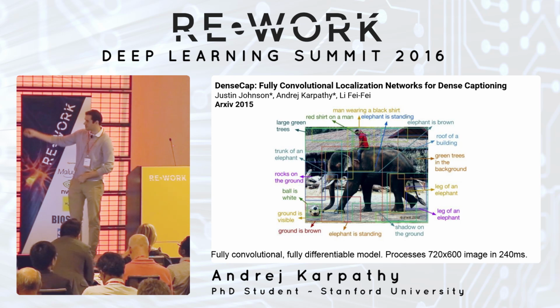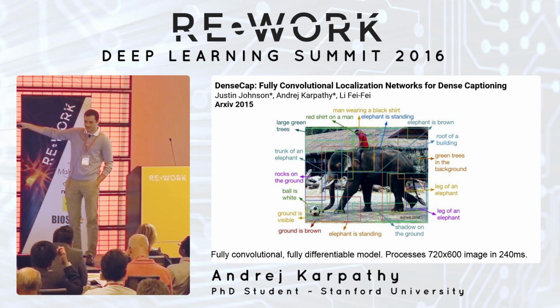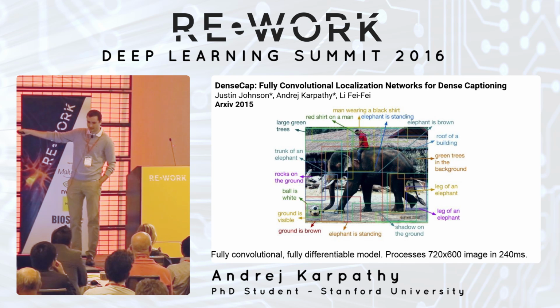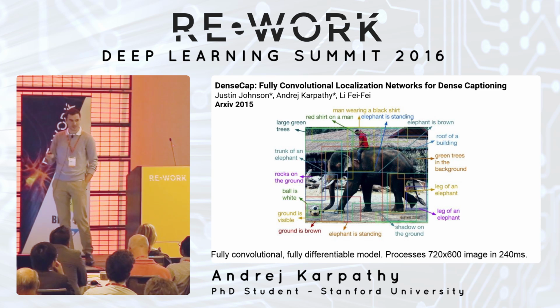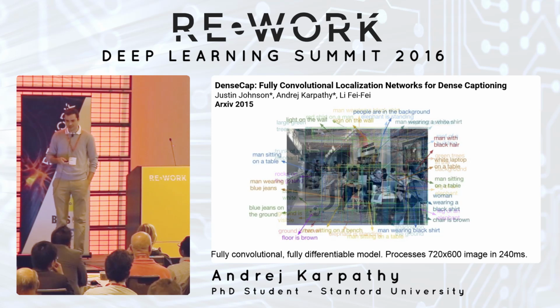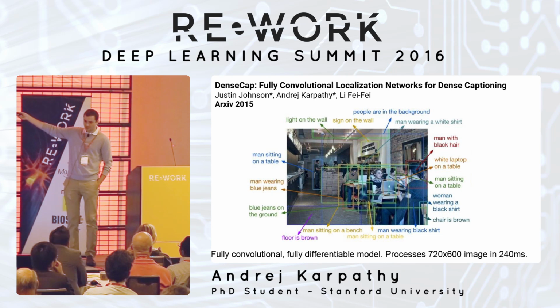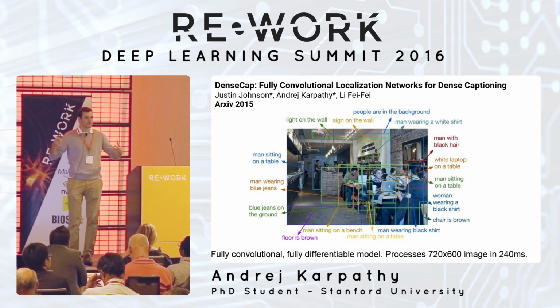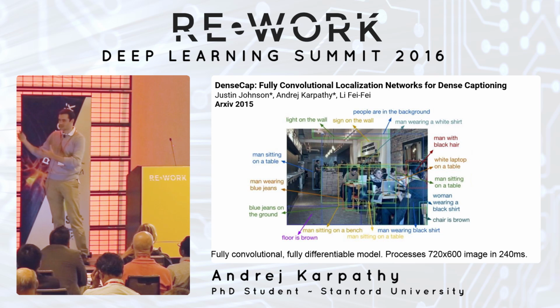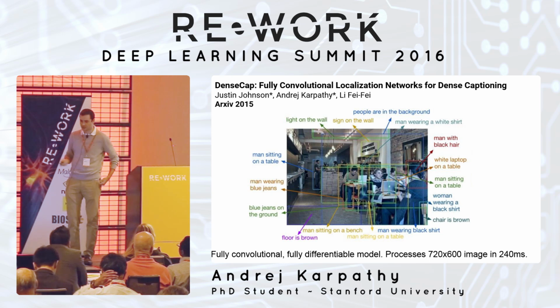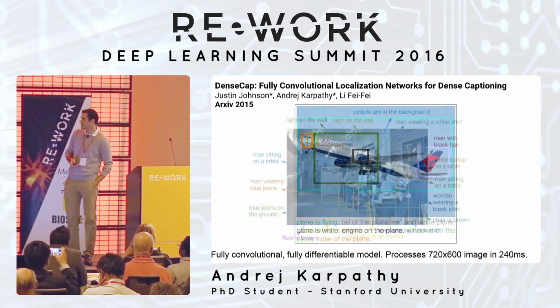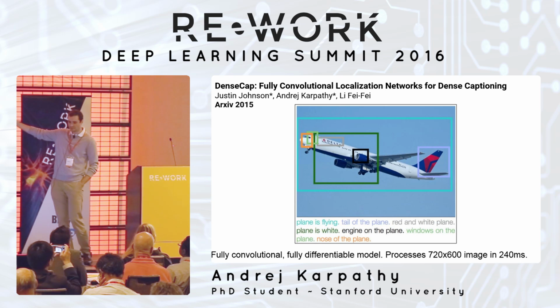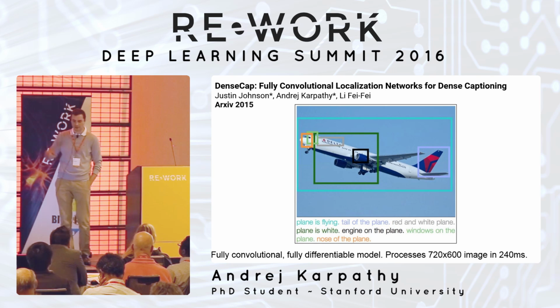And so here in this example, you have detected a trunk of an elephant, or that whole elephant, or the ball is white, or there are large green trees in the background, or the roof of a building, the leg of an elephant, and so on. So everything is described in the image. Here's another example. We have light on a wall, or sign on a wall, man sitting on a table, laptop, white laptop on a table, and so on. There are hundreds of descriptions that this RNN produces for this image, but I'm only showing some of the top 20 because it's way too dense otherwise. The model also has a very good idea of object parts. For example, it knows that there's a tail of a plane, or an engine of a plane, or the nose of a plane, and so on.